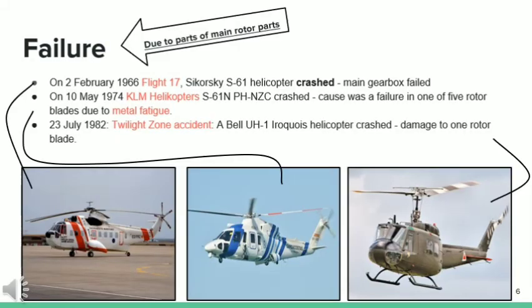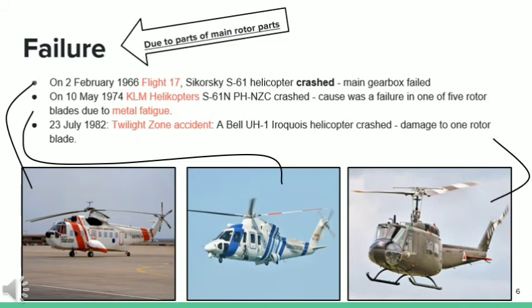Failures occurred due to parts of main rotor system. First, on 2nd February 1966, Flight 17, operated by a Sikorsky S-61 helicopter, registered as AP-AOC, crashed on a scheduled domestic flight in Faridpur Division, East Pakistan, after the main gearbox failed.